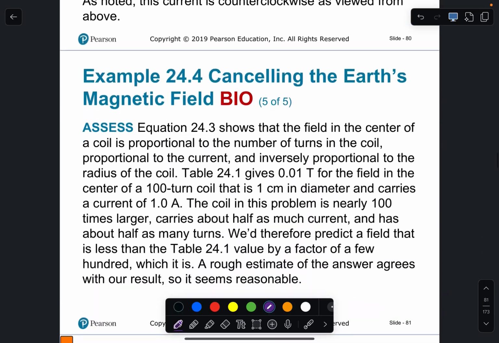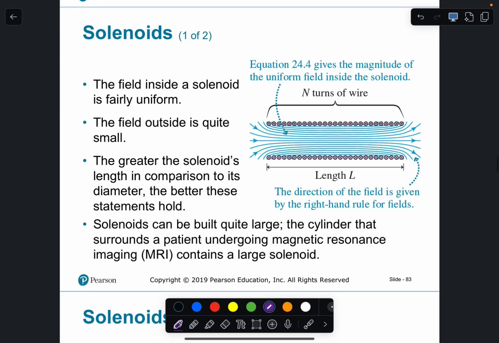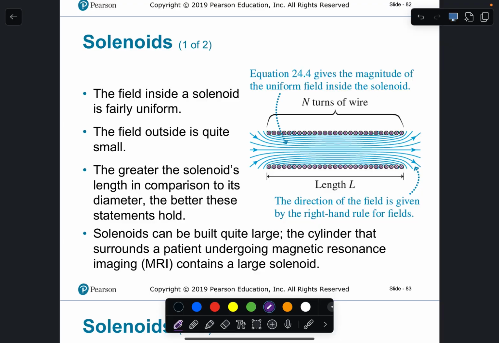And we'll work on our computations. So what's the difference between a solenoid and a whole bunch of loops? A solenoid becomes a solenoid when the length is much longer than the radius. So that's when we call a bunch of loops a solenoid. So L must be bigger than the radius R for it to be a solenoid. And that just helps the uniformity of the field inside, right?